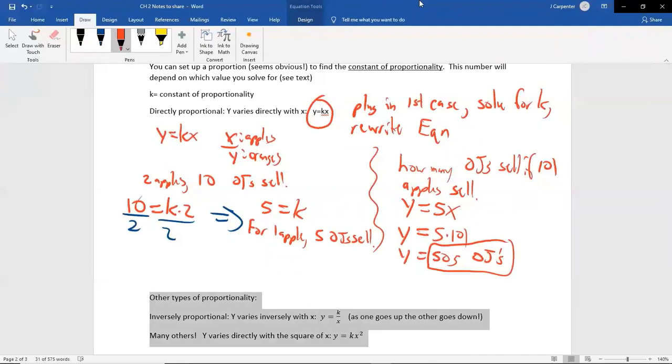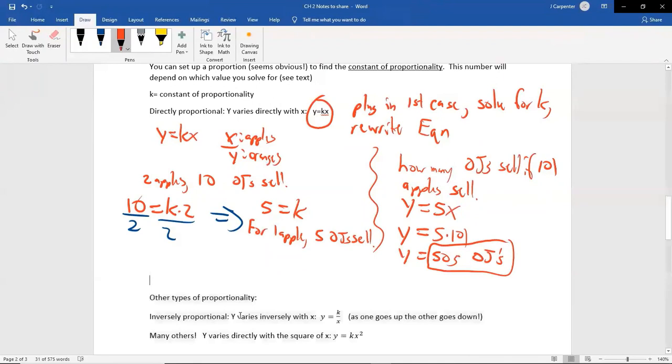But there are things in this world that do not double as one doubles. So one thing might double and the other thing might half. That's the idea of inversely proportional. So there's a different extra word in front of the word proportional. So if I just say the word proportional, we assume it's what? Direct proportional. But if you throw extra words in there or different words besides direct, it changes the equation.